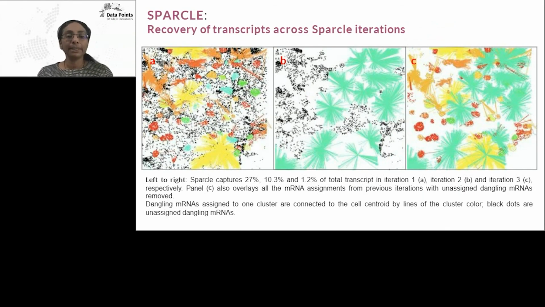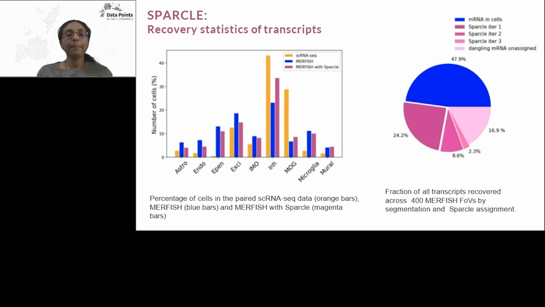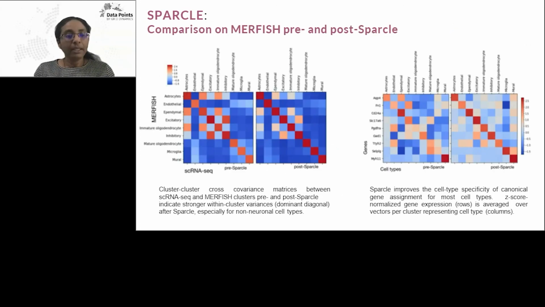This is again some results that we see. This is from the first iteration, this is the second, and this is the third. Panel C actually shows all of the assignments that we've had so far. These are recovery statistics of the transcripts when we compare with single-cell RNA-seq, MERFISH, and MERFISH with Sparkle. And here's a pie chart which says all the areas in dark pink is what is being recovered from Sparkle. And this is now showing how good using the data from post-Sparkle would be, and how much of the information we've recovered. And this again shows it with respect to canonical genes for each cell type.